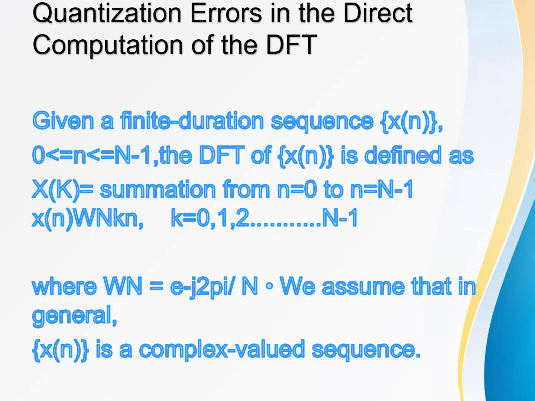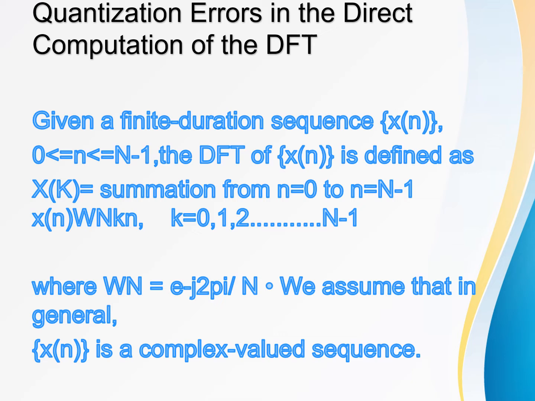Today I am going to discuss quantization errors in the direct computation of the DFT. Given a finite duration sequence x of n, ranging from 0 less than or equal to n less than or equal to capital N minus 1, the DFT of x of n is defined as X of k equals the summation from n equals 0 to N minus 1 of x of n W_N to the power kn, where k equals 0, 1, 2, 3 and so on up to N minus 1, where W_N is equal to e to the power minus j 2 pi by N.